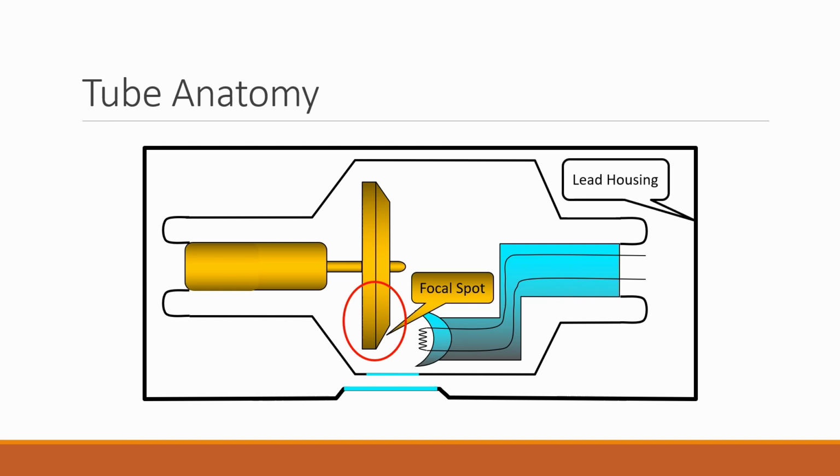Surrounding the tube is a lead housing. In actuality, it consists of an aluminum shell that has an interfacing of lead. For the sake of simplicity, I will refer to this structure as the lead housing. Finally, we have the tube port. It consists of radiolucent material, mostly plastic, that allows the primary radiation to exit the tube.